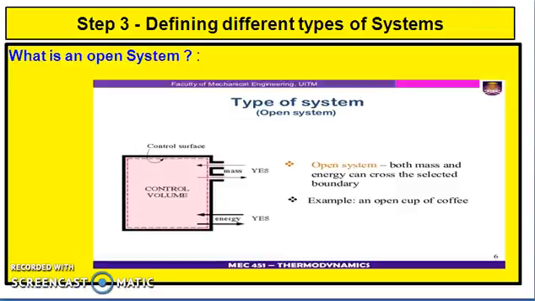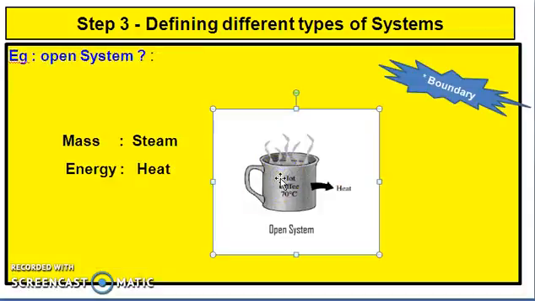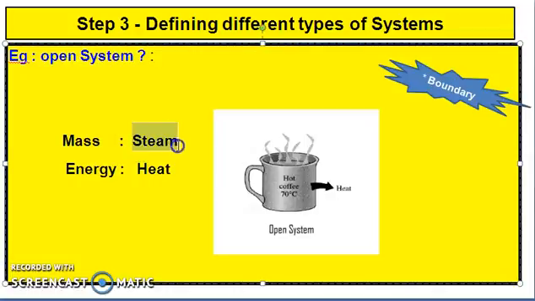So, having understood the first and the second step, namely the determinants and their correlation, let's come to the core objective. What's an open system, what's a closed system, and what's an isolated system? An open system: both mass and energy interact. Both mass and energy can cross the boundary, the selected boundary. An example could be a cup of hot coffee. The mass in the form of steam is crossing the boundary, and of course heat is crossing the boundary, hence it's an open system.